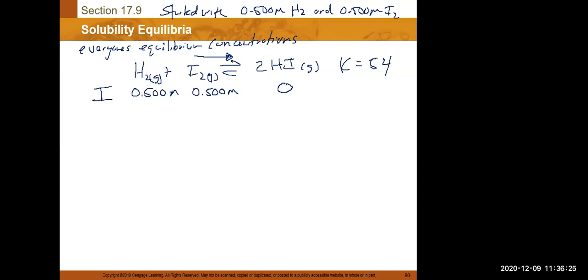That means that our reactants should be decreasing. So those should be minuses. Our products should be increasing. Those should be positives or pluses. So the change part here would be minus X, minus X.